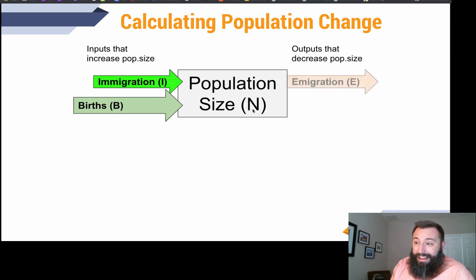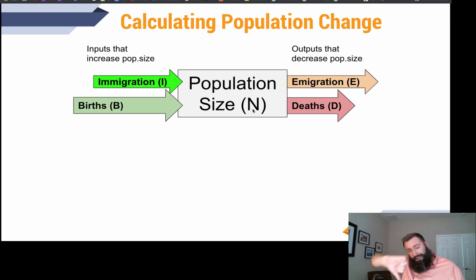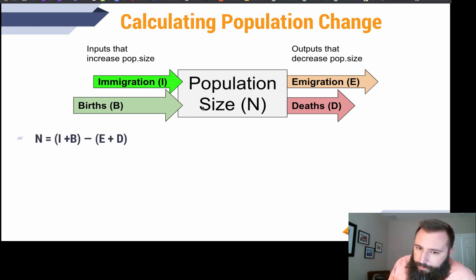Outputs, we'll call them. These outputs include emigration away from areas and deaths. Both of these decrease. So if one increases and the other decreases, we might see an increase or decrease in our population size as a result, right? It kind of depends on which side is larger. If the input side is larger than the outputs, then our population goes up. If the outputs are larger than what goes into the system, then our population size will decrease. Let's take a look at what the formula might look like, right? Population size N is equal to immigration plus births minus emigration plus deaths.